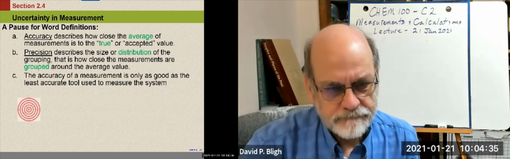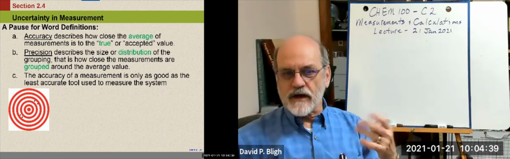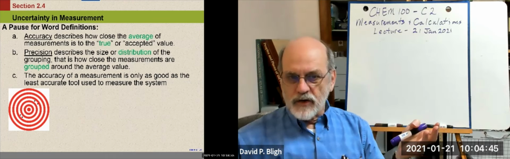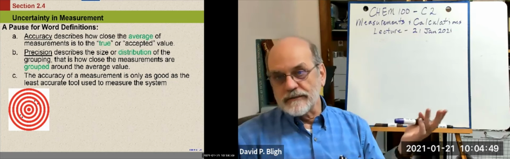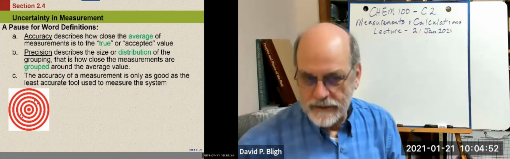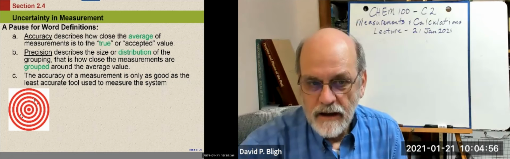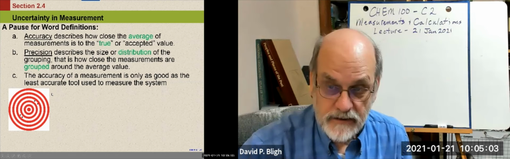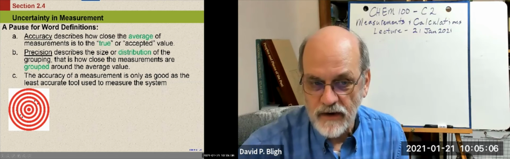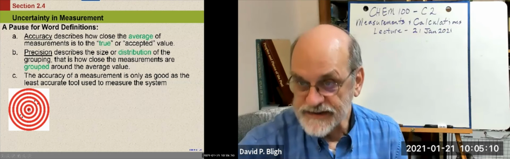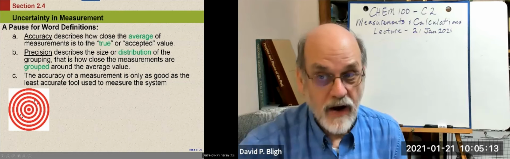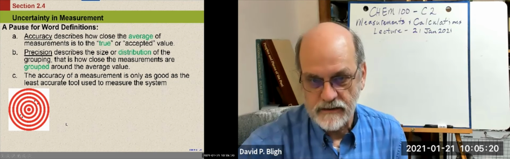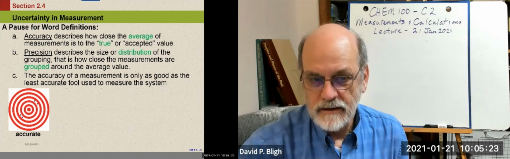So here's my analogy. Say this is a target. You're shooting at the target with your rifle or your pistol, or maybe you're just throwing darts at a dartboard. Anyway, in this case, is this an accurate measurement? The answer is yes, because if you average these four values together, they average right on the bullseye. So taken together, they're accurate. But look how far apart they're spread. That means they're not precise. So this one is accurate, but not precise.